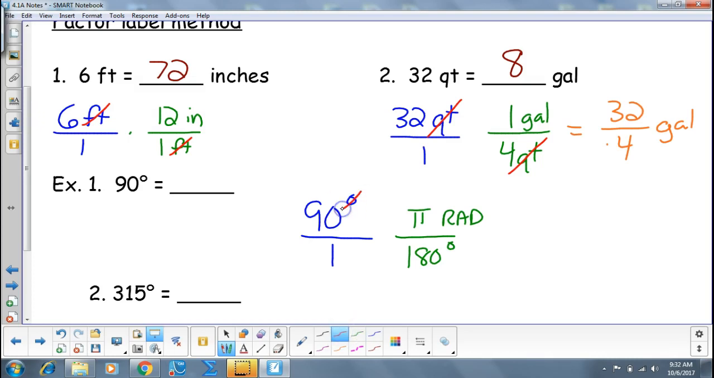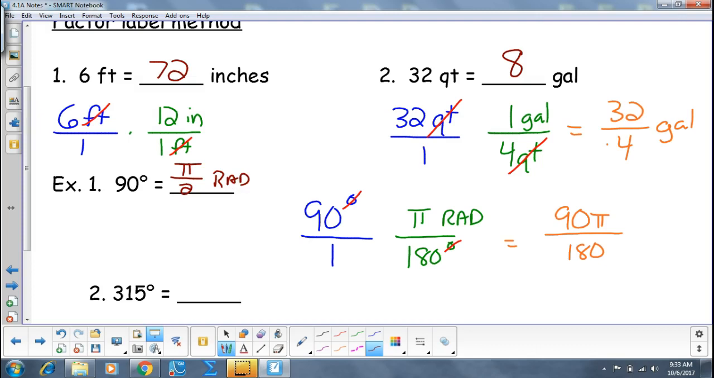My degree symbol, the label, gets gone. And that leaves me then with 90 pi over 180. Can that fraction be reduced down to pi? We got pi on top, and 2 on the bottom, correct? And so this would then be 90 degrees is pi over 2 radians.